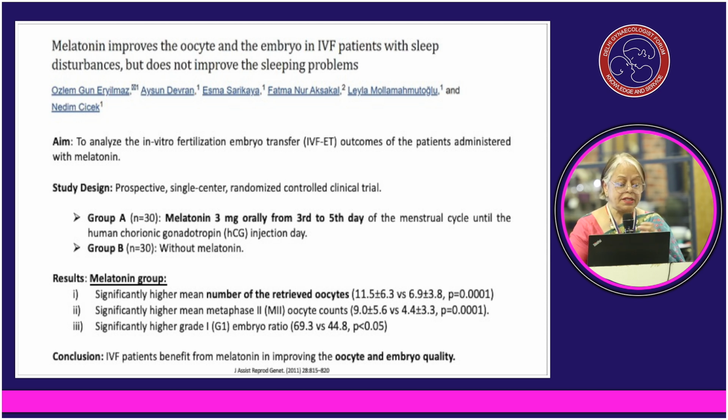So what is the dose which is given? One of the randomized controlled trials was done where group A was given melatonin 3 milligrams from the 3rd to 5th day of the menstrual cycle till the day of the trigger, and group B was the control group where no melatonin was given. What were the results? In group A, which received melatonin, there was a higher number of retrieved oocytes, and of course, grade 1 embryos. So the conclusion is that melatonin improves the oocyte and the embryo quality.